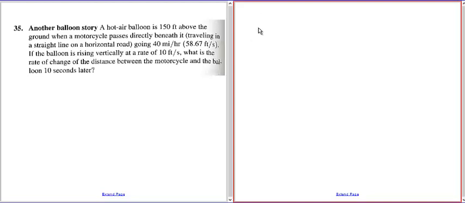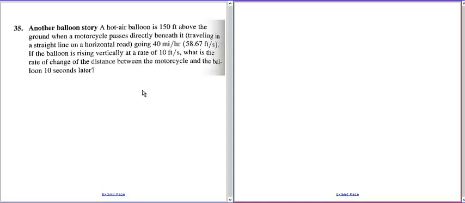Okay, so here are two additional related rate problems. So we have a hot air balloon, which is 150 feet above the ground, when a motorcycle passes directly beneath it, traveling in a straight line on a horizontal road, going 40 miles per hour, which is 58.67 feet per second. If the balloon is rising vertically at a rate of 10 feet per second, what is the rate of change of the distance between the motorcycle and the balloon 10 seconds later?